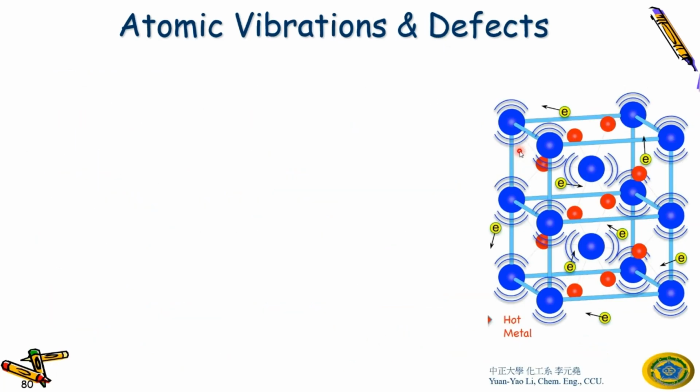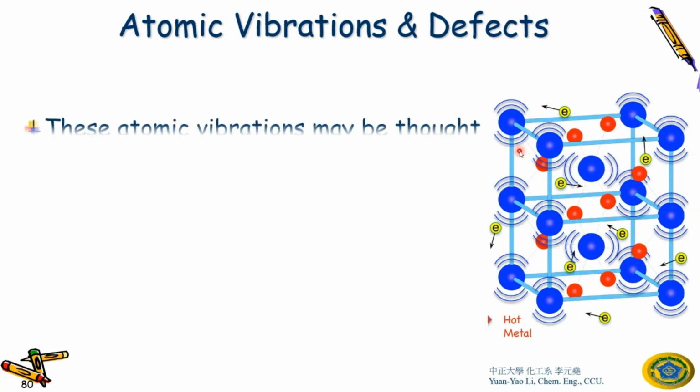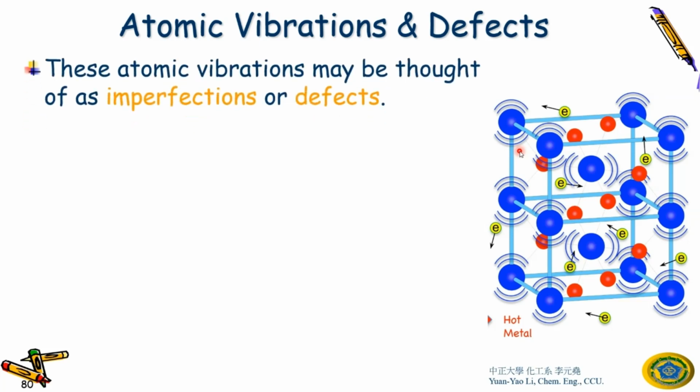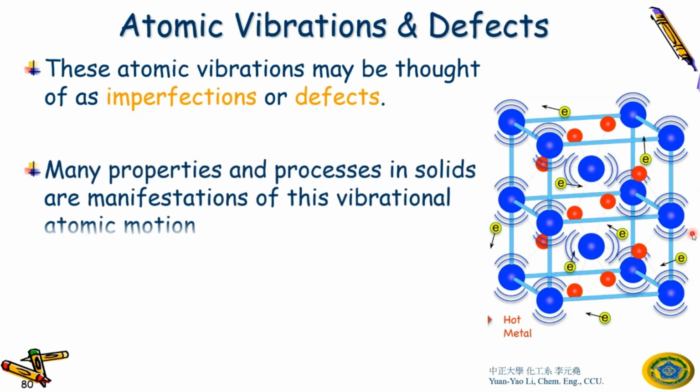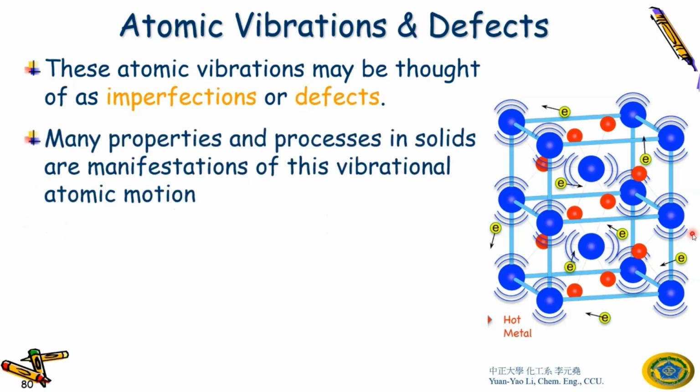So what about atomic vibrations as defects? We also regard this as a defect. This atomic vibration may be thought of as an imperfection or defect because it moves. So many properties and processes in solids are manifestations of this vibrational atomic motion.